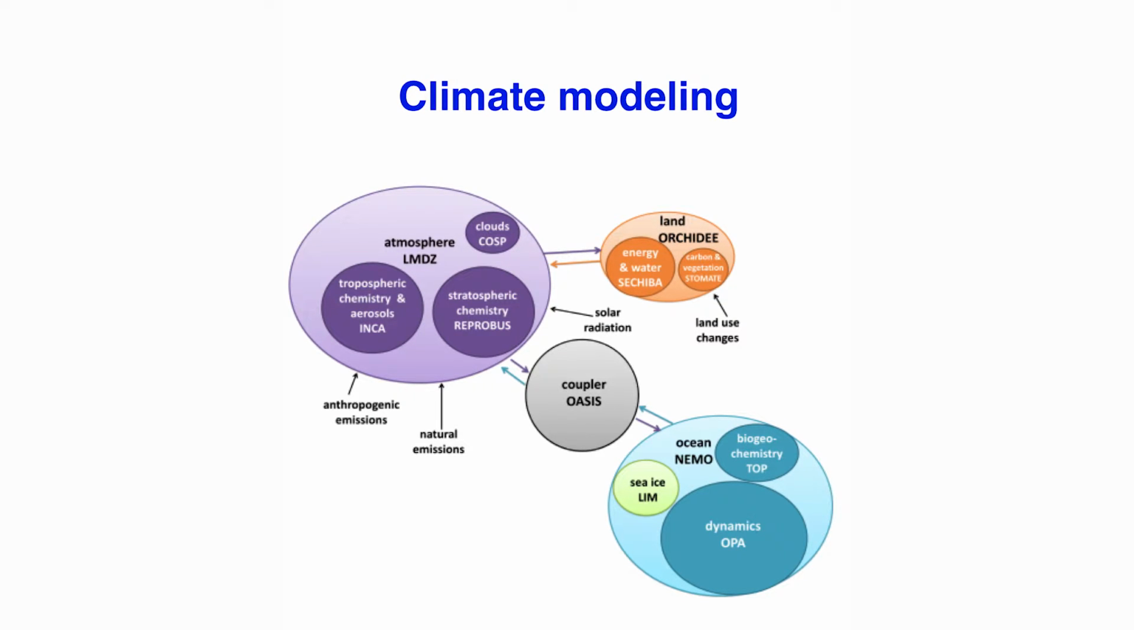So that's a climate model. It's usually 500,000 to 1 million lines of code, usually written in Fortran. Do these models work at all? To figure that out, we have to compare them to data.